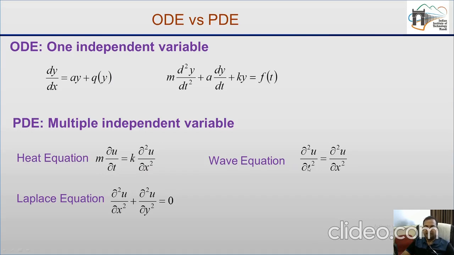Similarly, in the wave equation, the variable is dependent upon the time as well as the geometrical domain. So we have two independent variables. And in the Laplace equation we also have two independent variables, but both are geometrical: one is the x dimension and another is the y dimension. So the dependent variable is dependent on x as well as y. So two independent variables, that's why it is a partial differential equation.